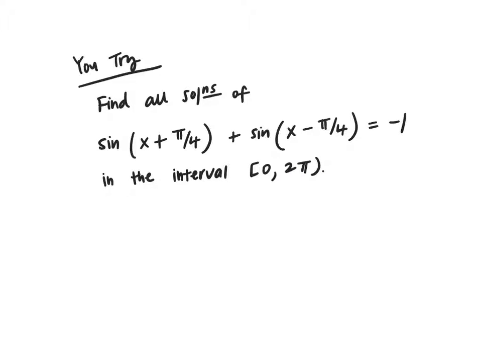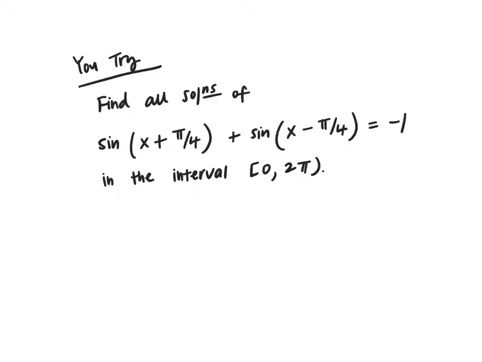All right, last problem. Find all solutions of sine of x plus pi over 4 plus sine of x minus pi over 4 equals negative 1 in the interval 0 to 2 pi. So you're looking for all the solutions that would make this equation true, all values of x such that the angles are between 0 and 2 pi. So how would you solve this?